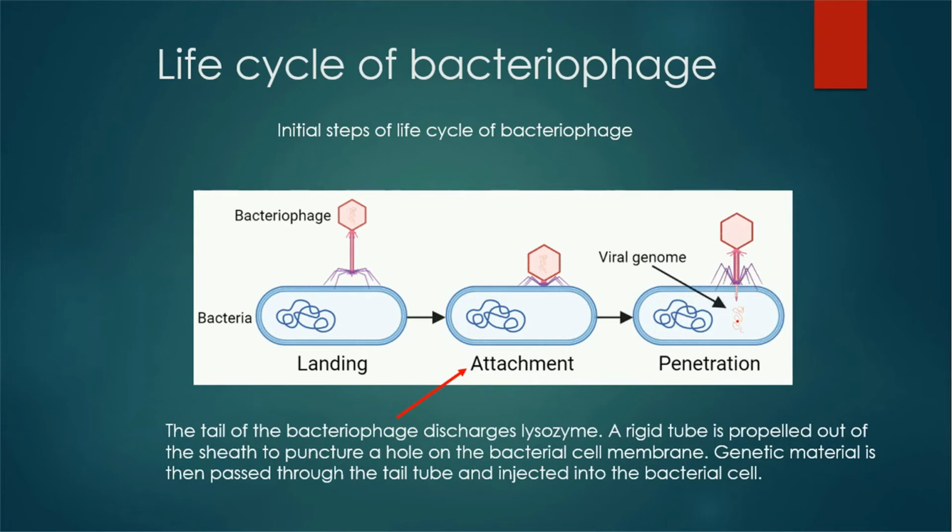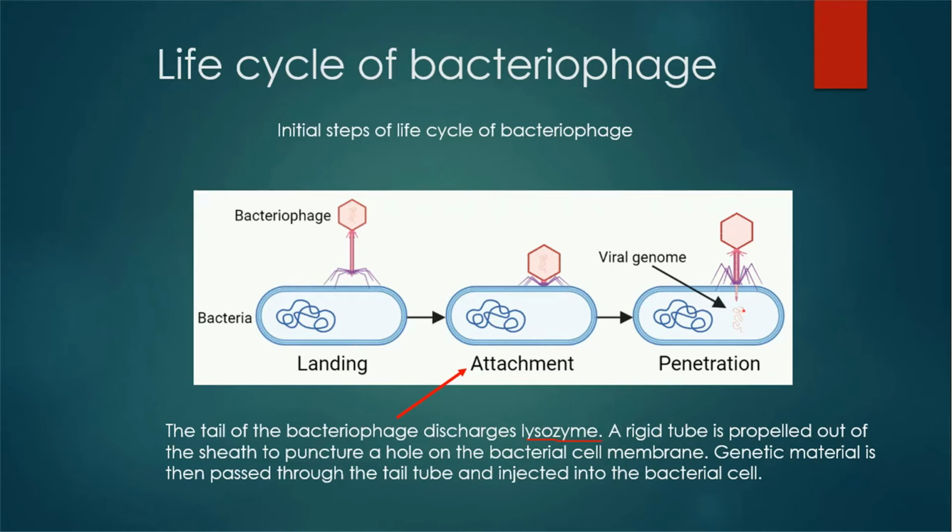In the third step, the viral genome is injected into the bacterial cell. And how is this happening? First of all, the bacteriophage releases the enzyme lysozyme, which is an antibacterial enzyme, and it digests small parts of the cell wall.